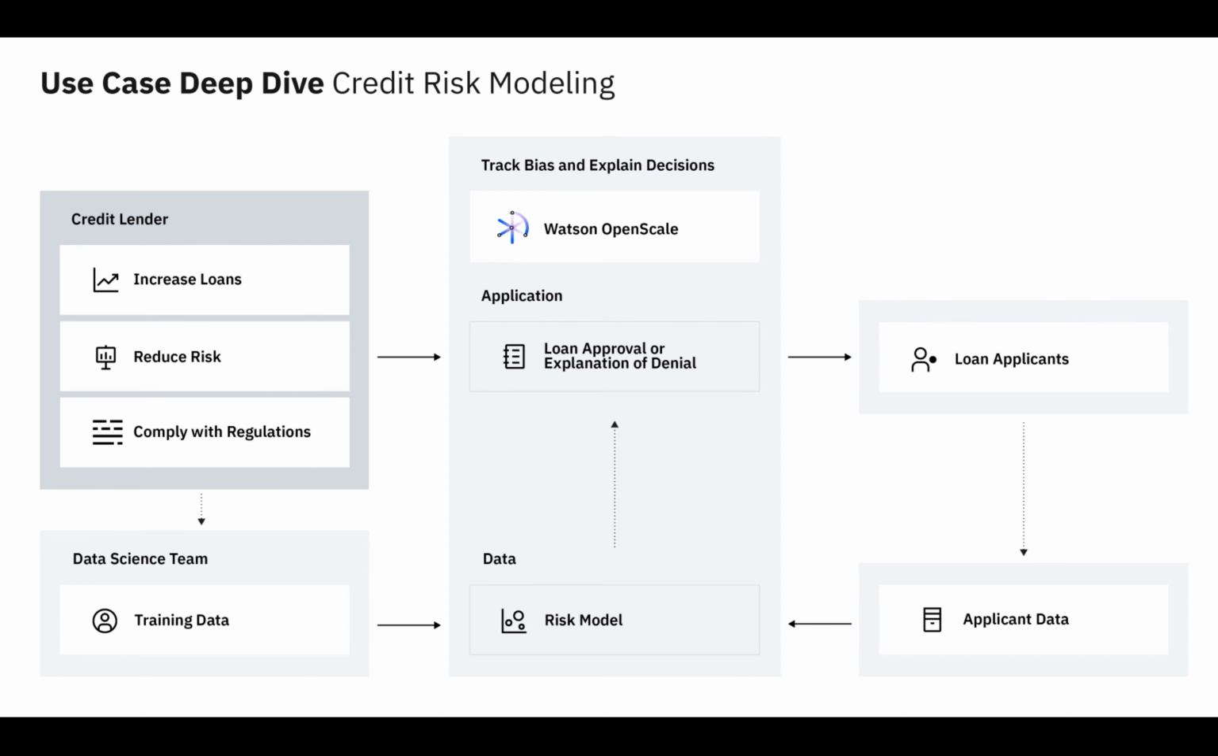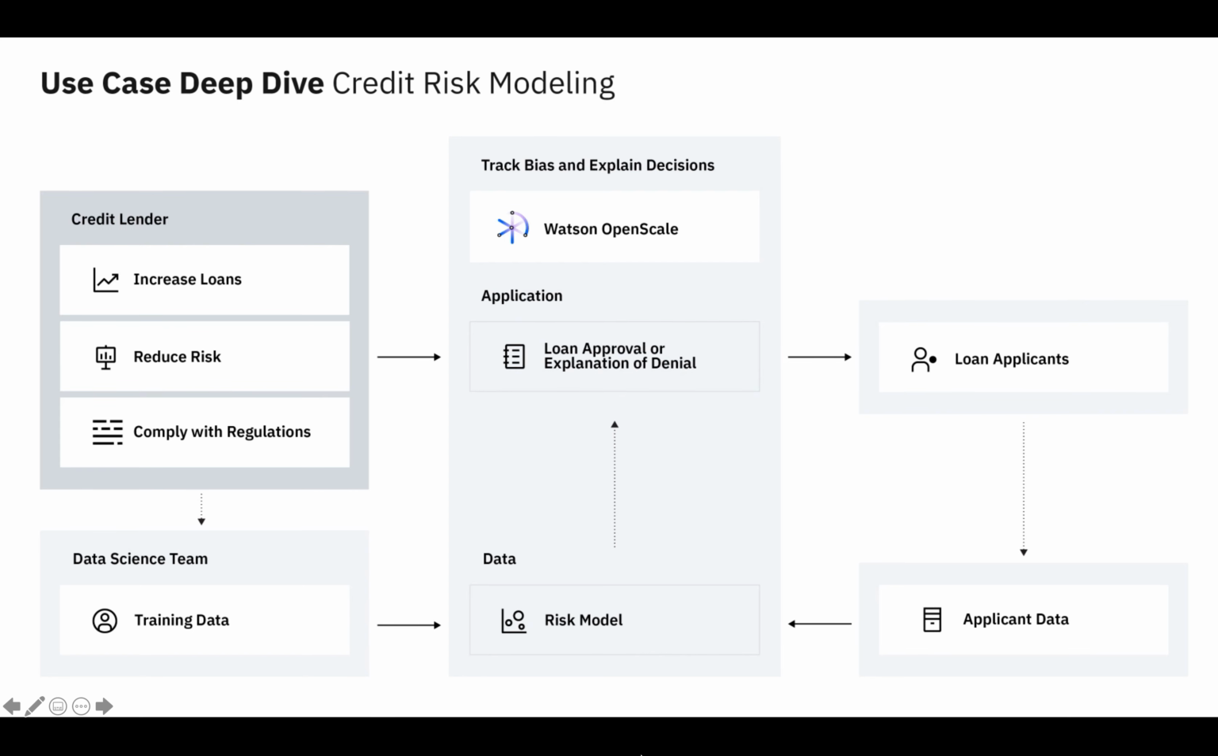Now, these models cannot be black boxes. For regulatory as well as business reasons, lenders need to understand why their risk model makes a specific decision for an individual applicant. They need to make sure that their models are not operating with bias for specific groups. Let us see how Watson OpenScale can provide insight into the credit risk model.